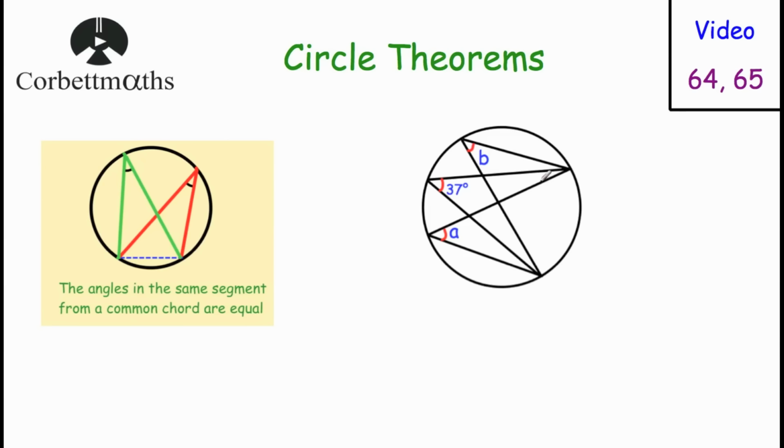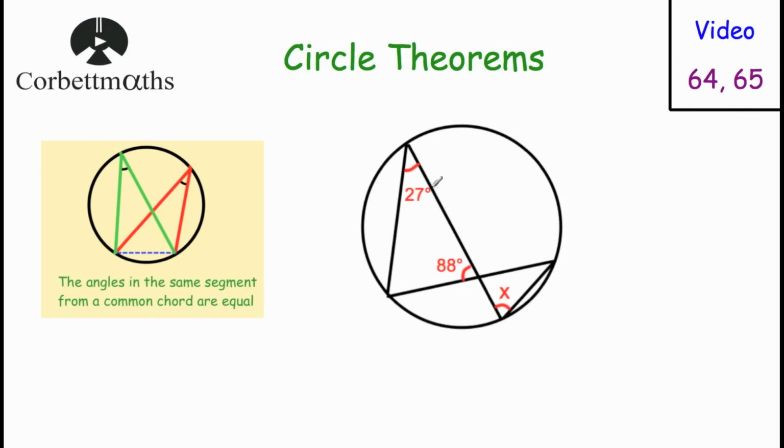Now if you have a look at this example, we've got a common chord here, and we've got all these lines coming off from either end of the chord to the circumference. So that means that A, B and 37 are all equal to each other. So if A is equal to 37 degrees, B is equal to 37 degrees as well. And that's it. They're all lines coming off from that same chord.